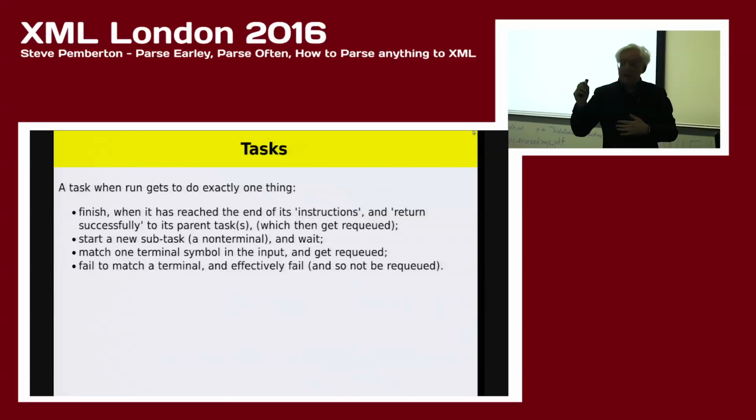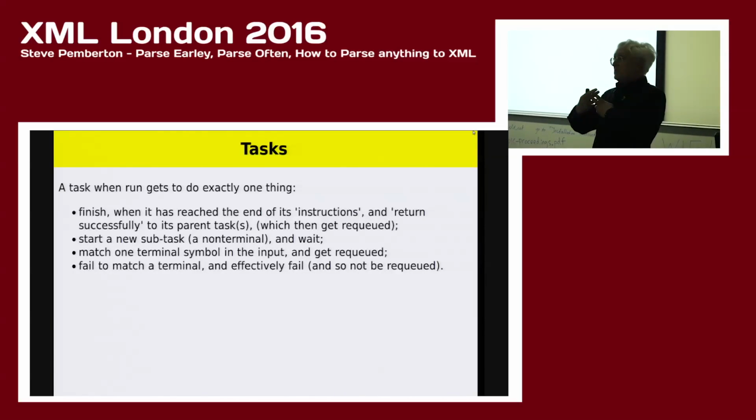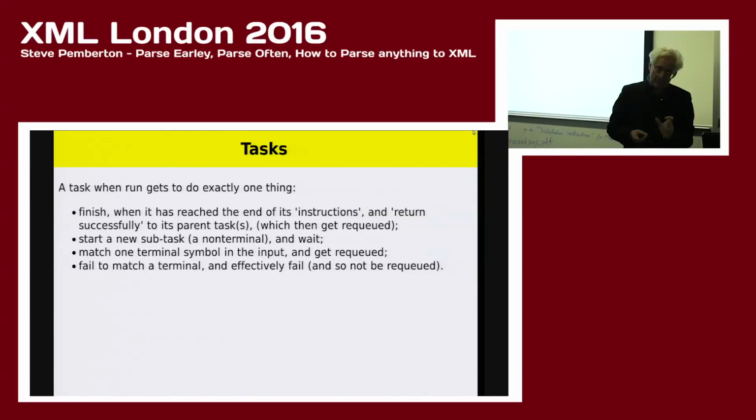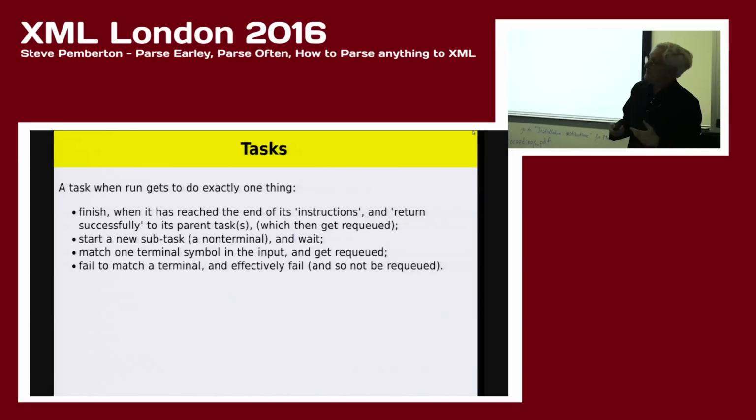When a task is run, it can do exactly one thing. It can either finish because it's come to the end of its rule, as it were, and then it's succeeded. And what it does is then it returns successfully to its parents, and they get re-queued. It can start a new subtask, in other words, call another procedure. It can match exactly one terminal symbol in the input, and if so, then it gets re-queued again, because you don't want to keep on going down the queue. There might be another task that's allowed to work on this symbol before the next one. Or it might try to match a terminal, fail, and then effectively die. It's not successful, and so it doesn't get re-queued.